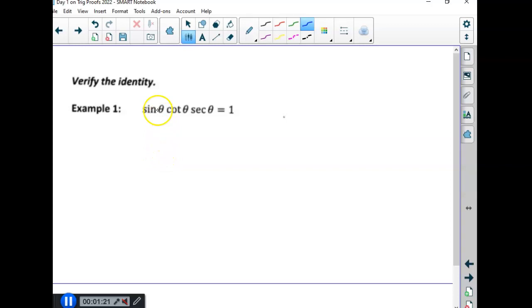What could you show me to make this equal 1? You can work with either side, but on one like this, it clearly makes sense to me to work with the left side to simplify it down to a 1. Okay, so I wouldn't trade anything for sine. But what could you trade cotangent for? Cosine over sine. And then you could show me that you're trading secant to be what? 1 over cosine.